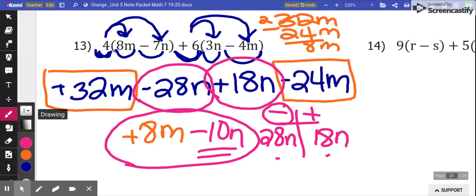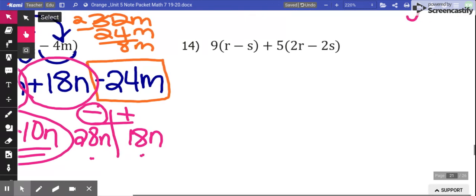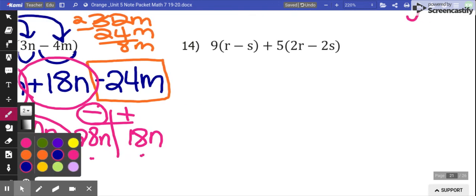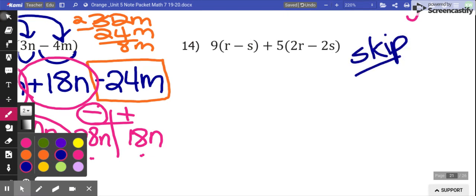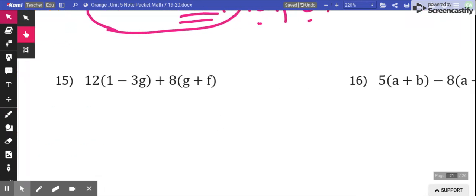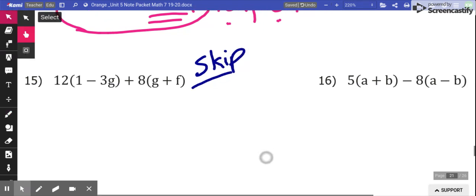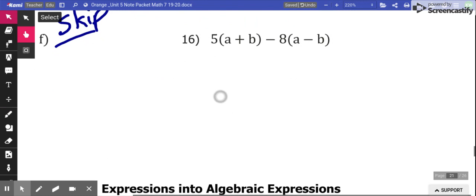Okay. For the next one, you can skip 14. So we're just going to skip this one. You can always come back to it and try it before a quiz or a test and then look at the answer key and see if you got it right. For number 15, we're also going to skip it. We're going to skip to 16. So 16 we're going to do.